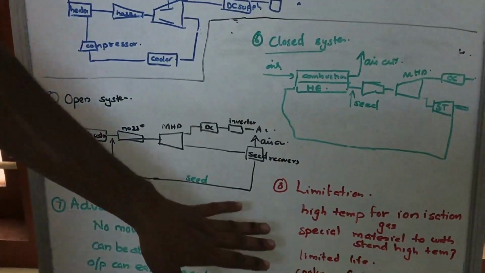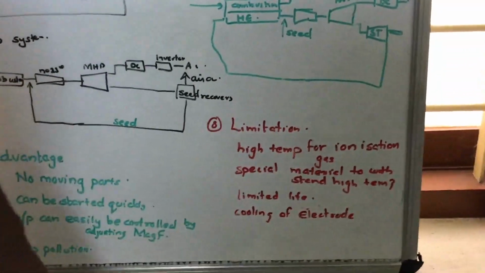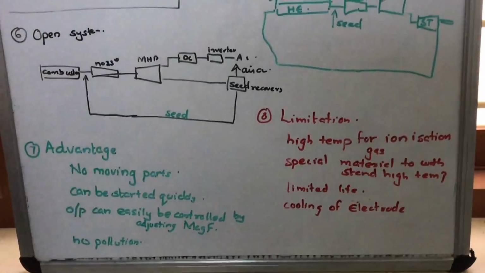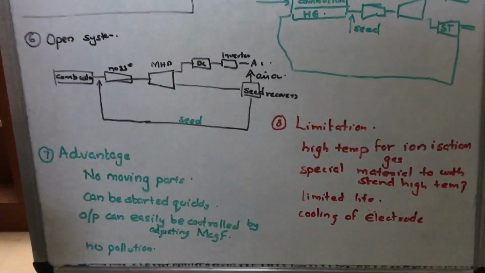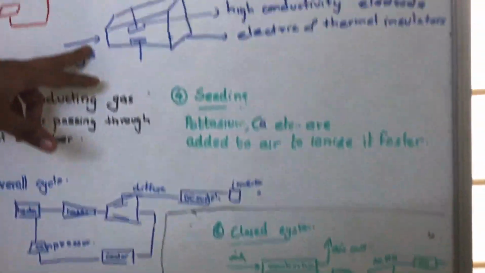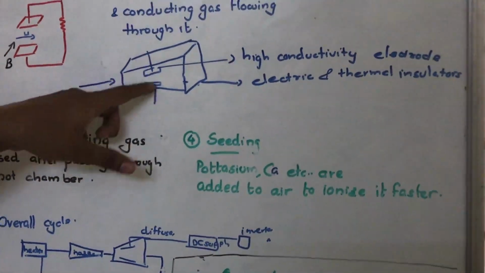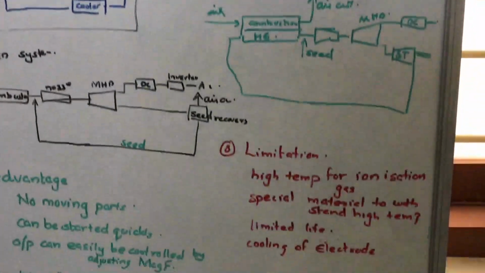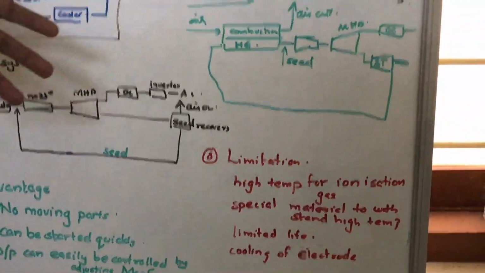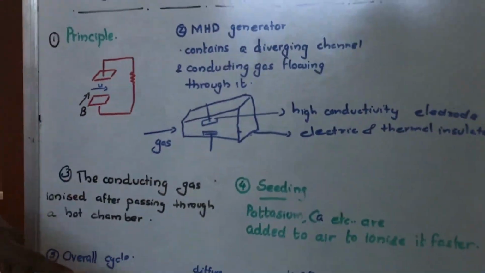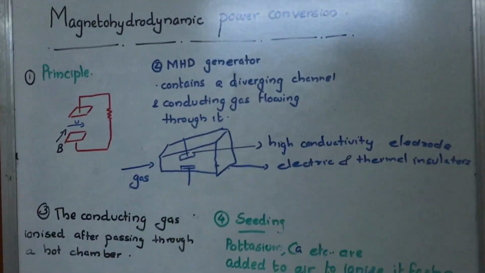But there are limitations. First, the gas should be ionized, and for that high temperature should be applied. Second, if the gas is at high temperature, obviously the material used should be able to withstand high temperature. That is again a limitation. Because of this high temperature, the life is limited. Then the electrode must be cooled. So these are the limitations. That's about MHD.